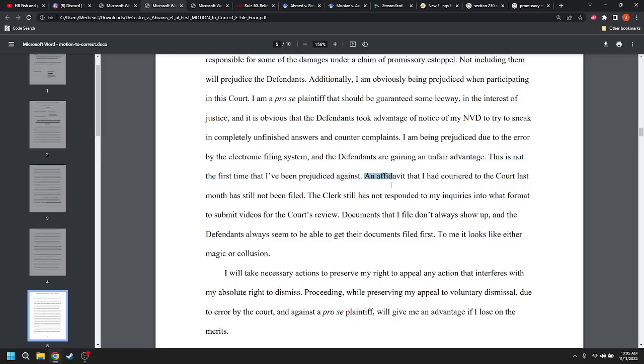An affidavit that I had couriered to the court last month has still not been filed. No one cares about your affidavit. The clerk has not responded to my inquiries into it. So you're going to have to say how did that prejudice you? How did this affidavit prejudice you? What motion did it apply to? What purpose was this affidavit to fill? Oh, you don't say? You just say that there was an affidavit? What courier did you use? Do you have receipts for it?